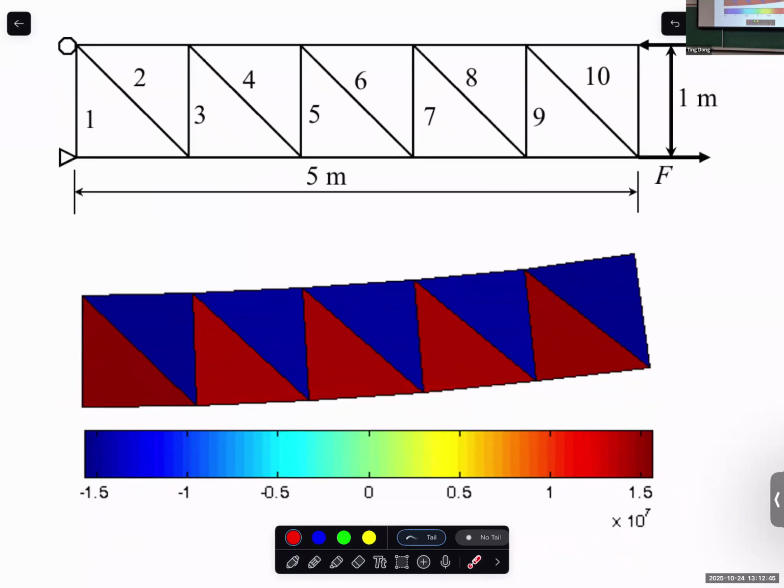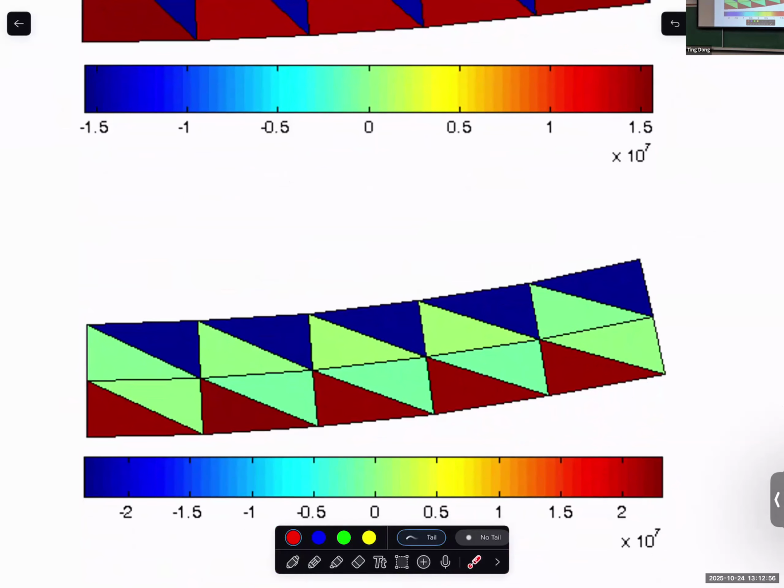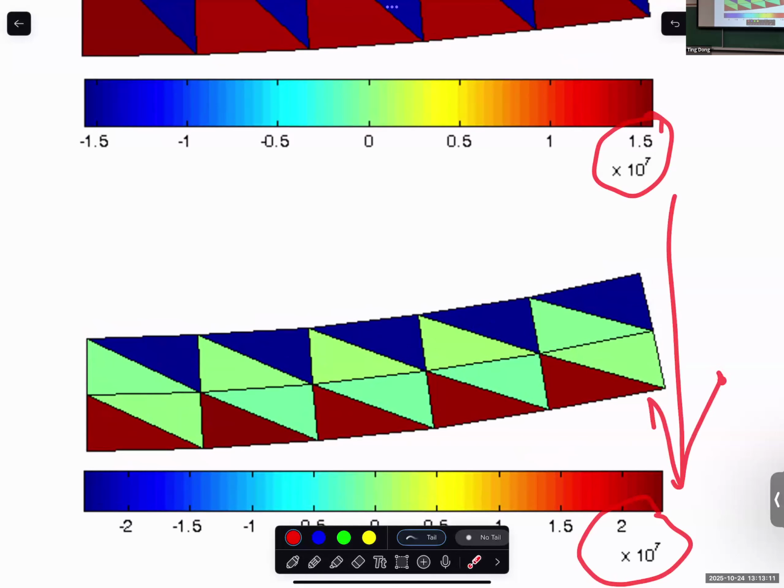And when we know that it's an approximation, we want to use more elements. And this is what if we use 20 elements. And then you can see that, okay, again, within each element it is still the same color, meaning constant stress, right? And there's a jump from here to here to here. And now you can compare the maximum stress from here to here. When we increase the number of elements, the stress increased.